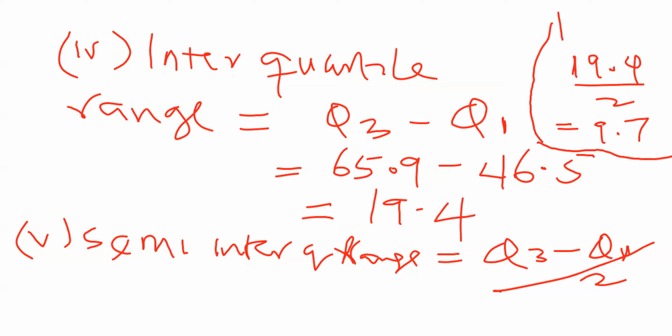So that is it. Our semi-interquartile range will be Q3 minus Q1 all over 2. And that will be 19.4 that we just got from Q3 minus Q1, divided by 2. And that will give us 9.7. Any questions? Or is anything not clear?